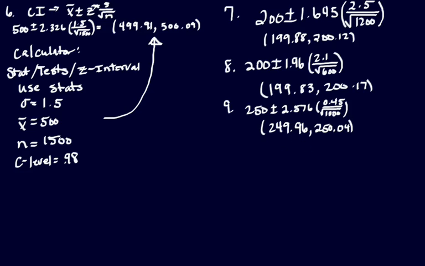So if I ever give you a confidence interval and ask, here's the interval, what's the mean? The only thing you have to do is add the two endpoints, this part plus this part, divided by 2. And that's going to give you the mean of the distribution. All right? Let's move on to the next one.